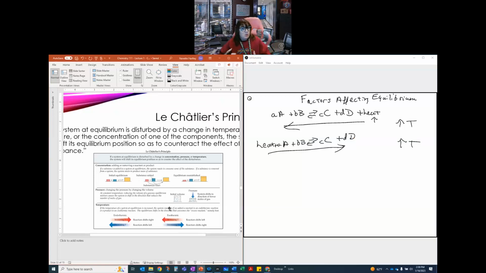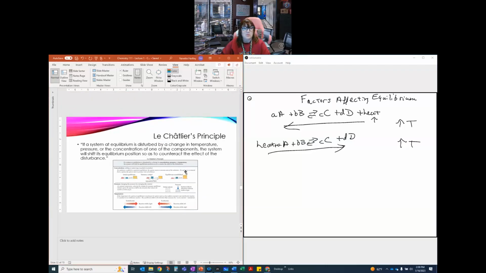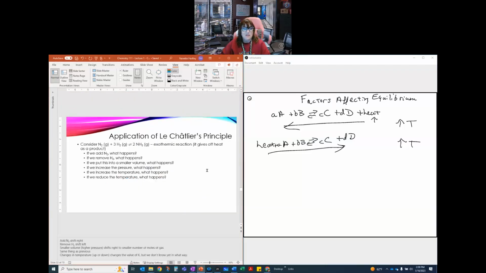Okay, so it depends on what we're looking at in terms of endo and exothermic. We'll talk about that again more when we talk about the thermochemistry, but that is something that we need to be able to look at in terms of Le Chatelier's principle. All right, I'm going to zoom back out so that we can see more of our slides when we're going forward. We can apply Le Chatelier's principle in this type of fashion.